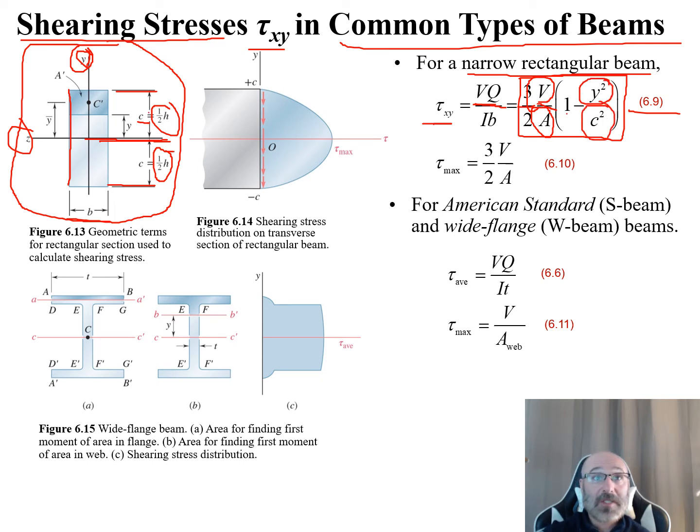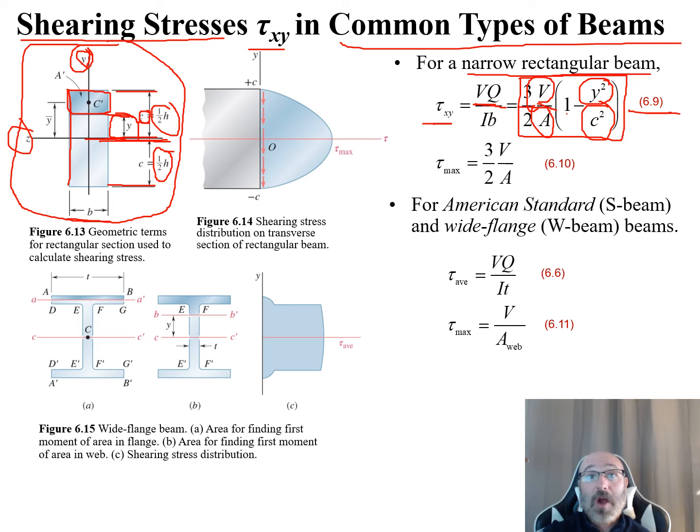We go back over here. c is that distance from the neutral axis to the outer surface. And we can see our y value goes up to, if this is an area that we're interested in, the distance from our neutral axis up to the base of that area that we're interested in. That's our y value that we're plugging in. So again, this is our equation 6.9. We have 3/2 V over A times 1 minus y squared over c squared.